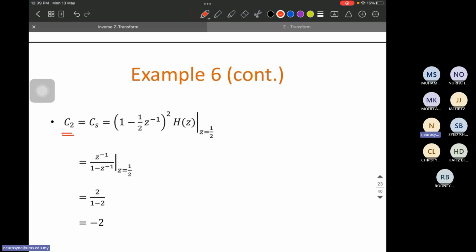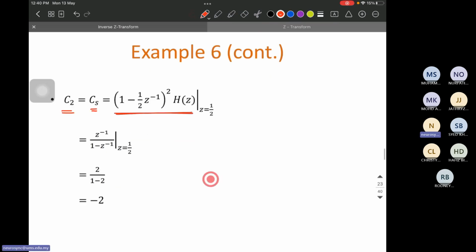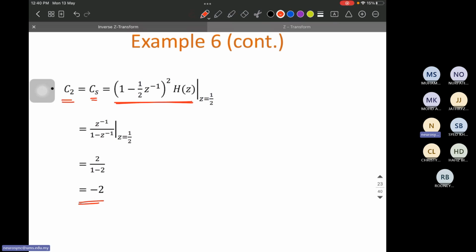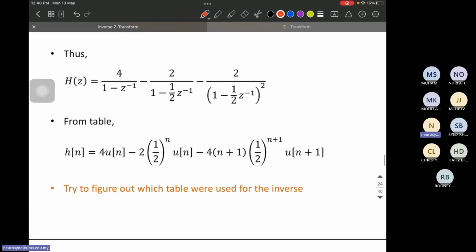Similarly, for C2, we need to apply the formula. Now, C2 is the case where this is equal to CS. So this is calculated like partial fraction expansion. If you solve this, you will get C2 equal to minus 2. Okay, so final H of Z is this is A1, this is C1, this is C2.